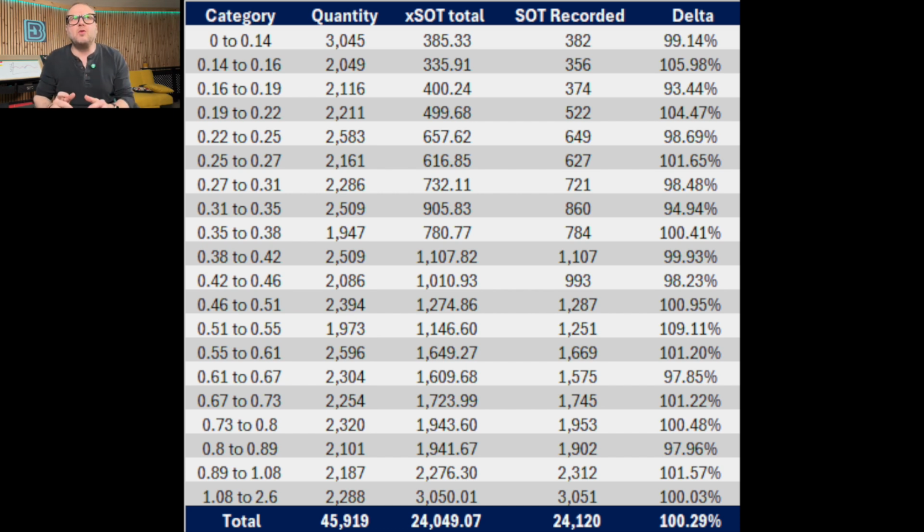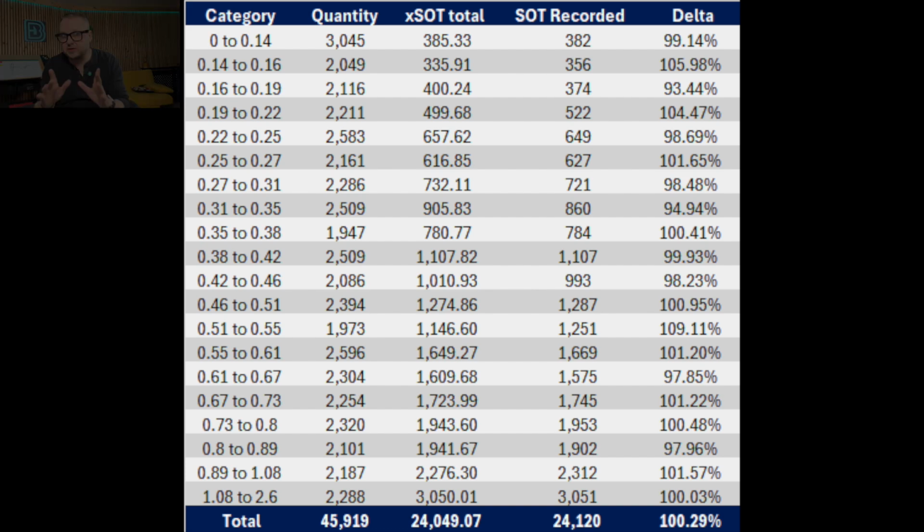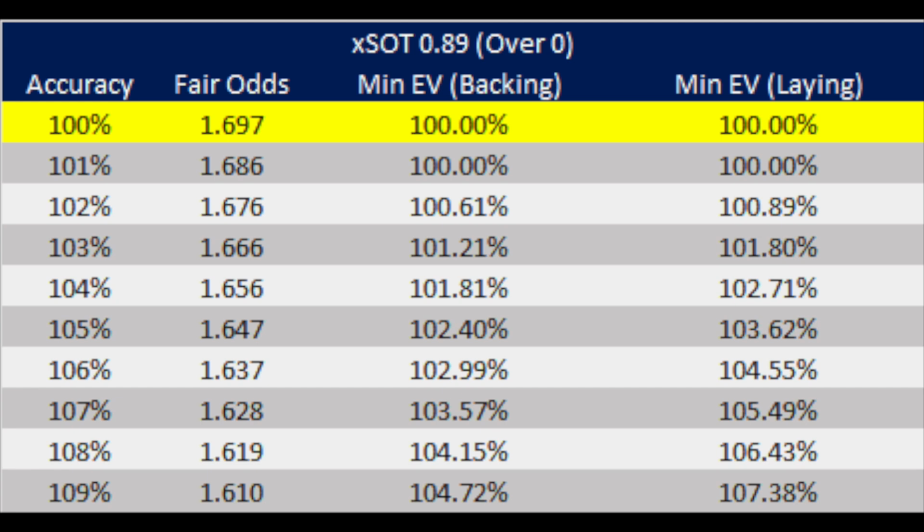Now, what effect do these ranges have in terms of accuracy? The worst range here is 0.51 to 0.55. We predicted 1,146, there were 1,251, that's 109%. Have a look at this as an example. This is a little table I've just drafted up with somebody with a median shots on target expectancy of 0.89. That's 1.697 fair odds to get a shot on target.